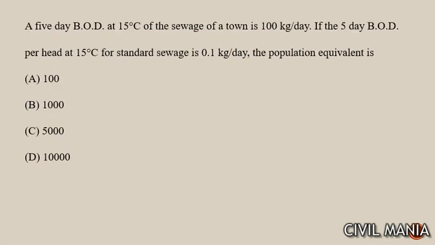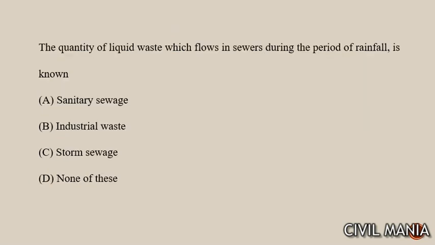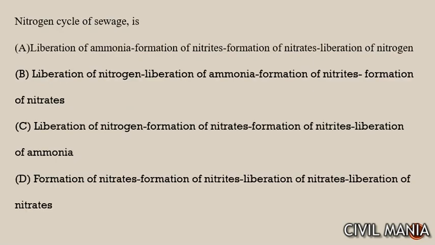Next is, what will be the population equivalent? The population equivalent will be 10,000. उसके बाद next question है the quality of liquid waste which flows in sewer during the period of rainfall is known as storm sewage. Next question है nitrogen cycle of sewage: first one is liberation of ammonia, second one is formation of nitrites, then the nitrate, then the nitrogen.